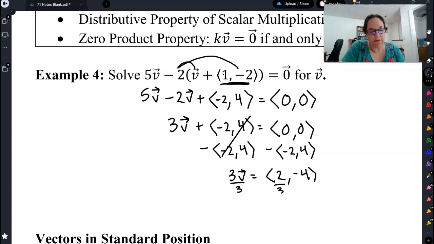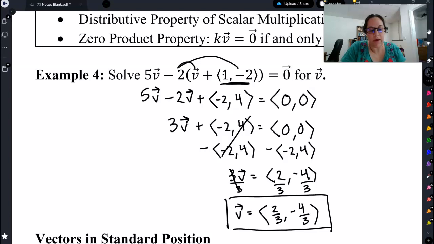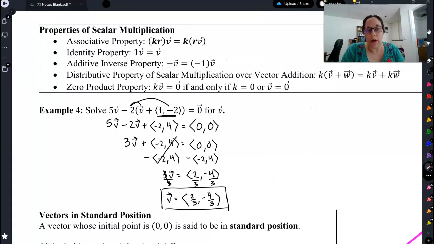And then I want to divide all the components by 3. To solve that, vector v is 2/3, -4/3. So we used some vector scalar multiplication in there. We used some vector subtraction. We used some more subtraction over here. So there's a lot you can do with all that scalar multiplication, vector subtraction, and addition. But essentially, you can just think of it in its components.